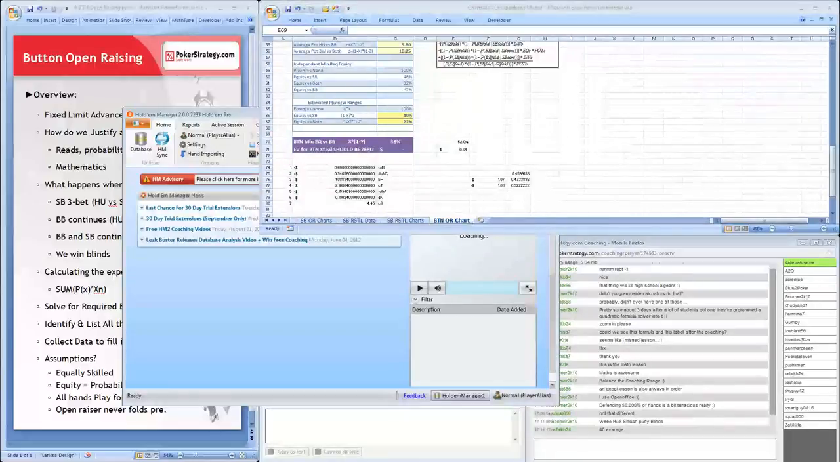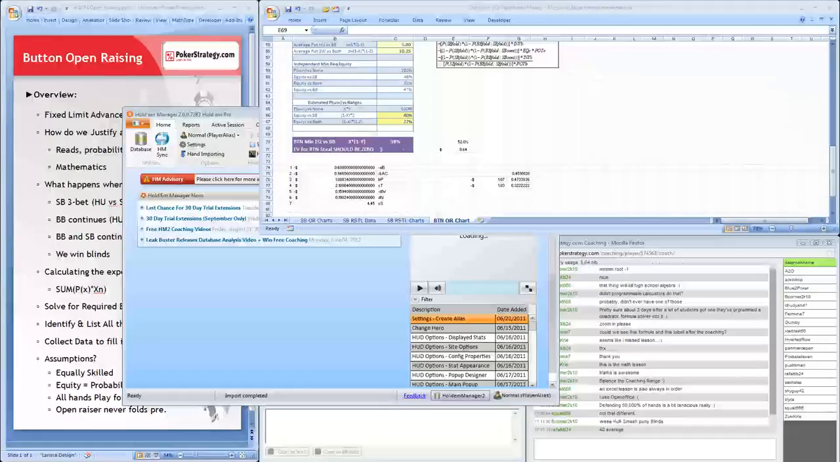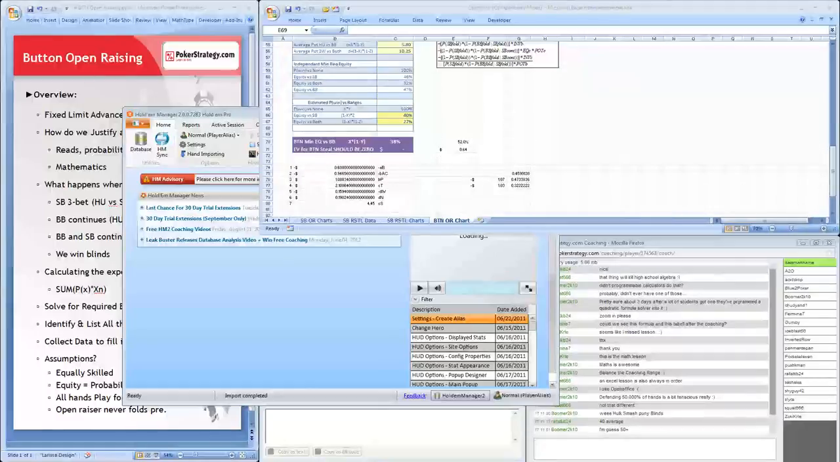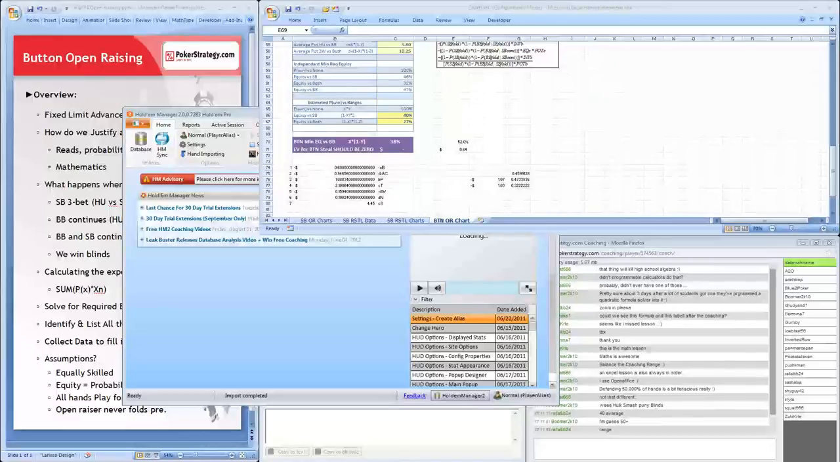40 average. Hey, Raf, so when you say 40 average, is this the amount that you expect we're going to open raise from the button, our range size, that we'll be raising about 40%? Because you might be a little surprised here in a minute. There's going to be situations where it's correct to open raise that often, right? Based on the assumptions that I've made, right?